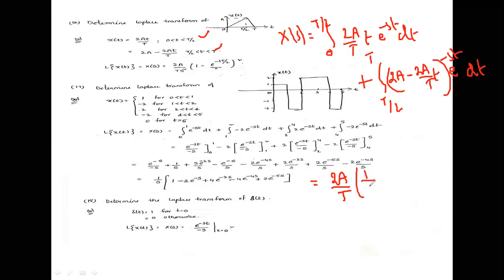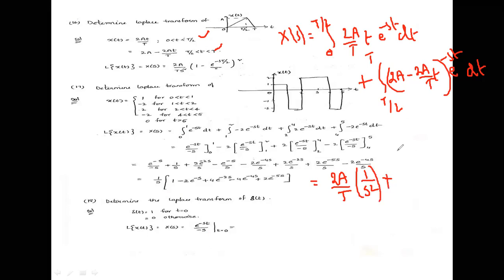1 by s square, the first term. Minus, and again here we'll get the 2a into e power minus st dt, and it is a 2a by t into e power minus st dt. Here also there is a t term with the limitations. If I am taking the first term, you can write it as plus.